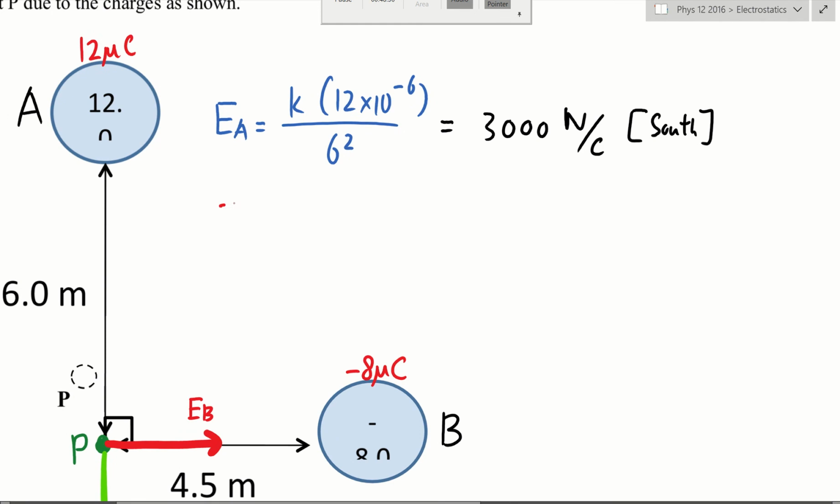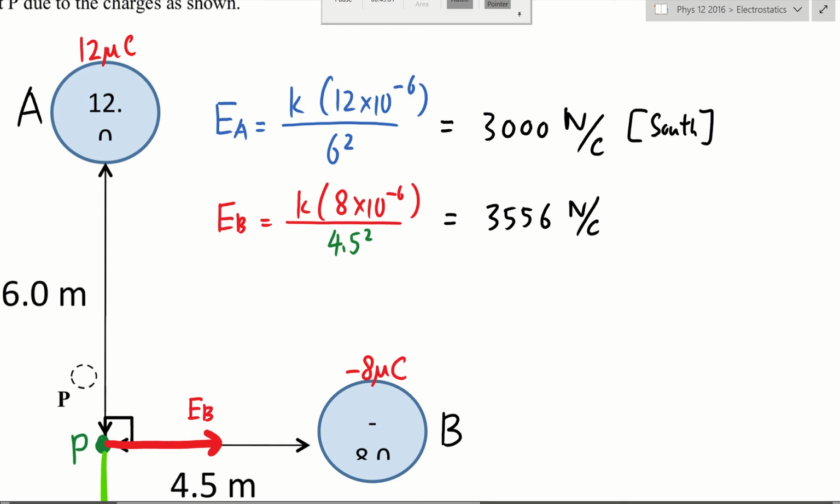Then the next one, B. Same idea. K. The charge is 8 microcoulomb, but again, don't put the negative in there. The direction doesn't make any sense, and you don't need the negative to confuse you. 4.5 squared. So that turns out to be 3,556. So the other one is 3,000. This one is slightly greater. That one goes to the east. Right, so we have one south, one east.